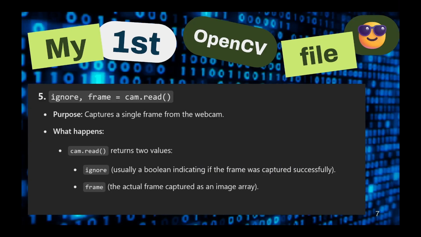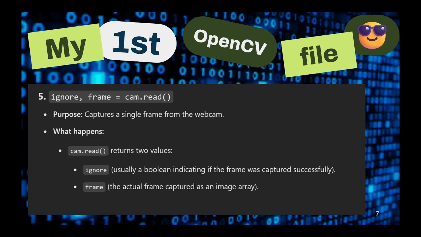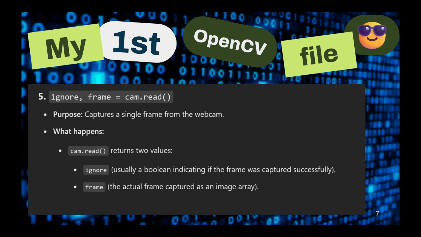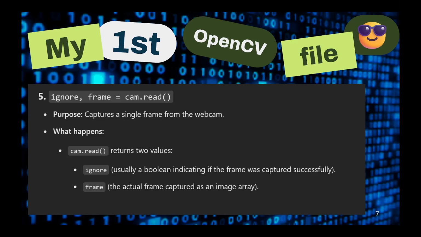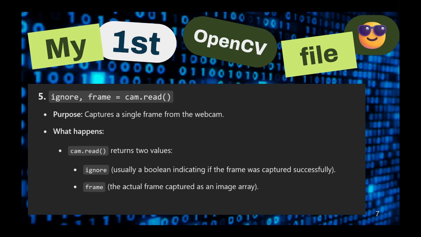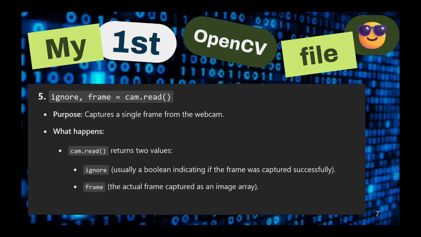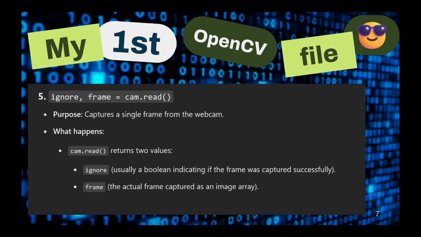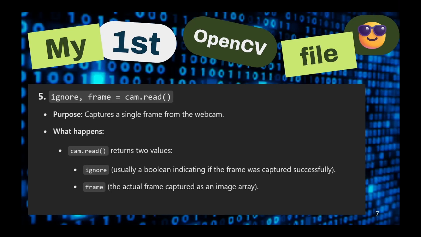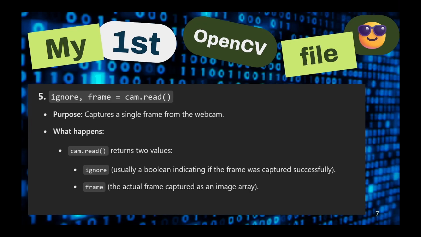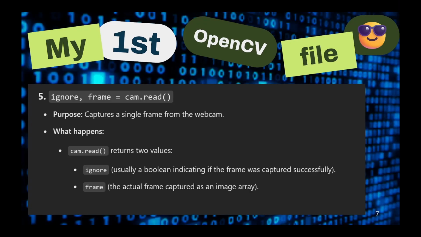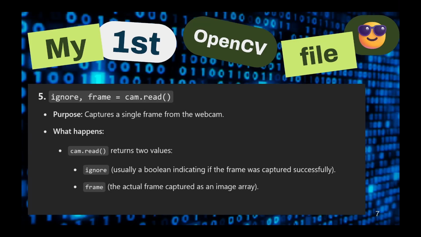Next we have ignore, comma, frame equals cam.read. So this captures a single frame from the webcam. So cam.read is going to return 2 values. And that's why we have 2 variables to store the 2 values. The first value is going to be stored in ignore, usually a Boolean value indicating if the frame was captured successfully. And frame, the actual frame captured as an image array.